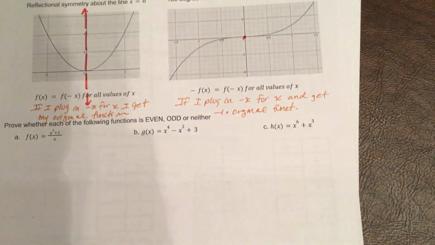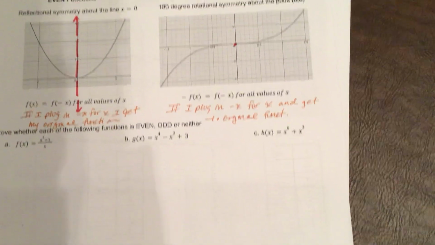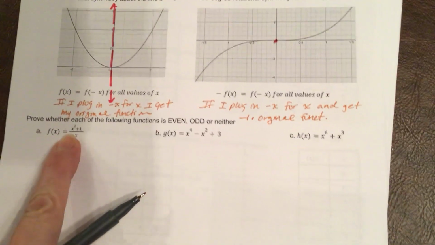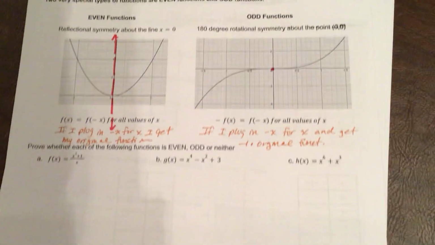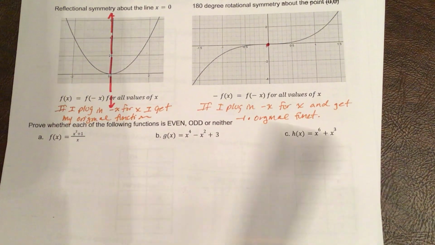So it sounds a little harder than what it actually is. All we're really going to do here is plug in negative x for x, and see if we get the same thing back out, like if we end where we started, or if we get -1 times whatever we started with. And if we don't get either, then we say it's neither.